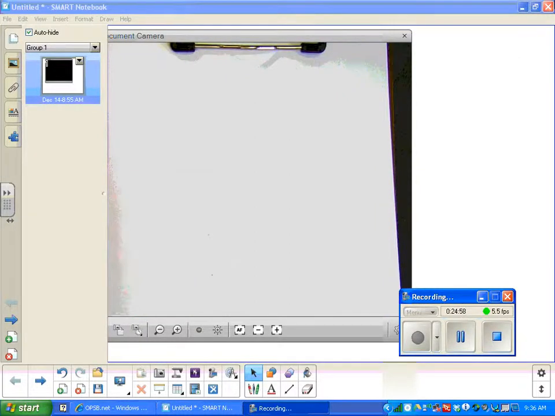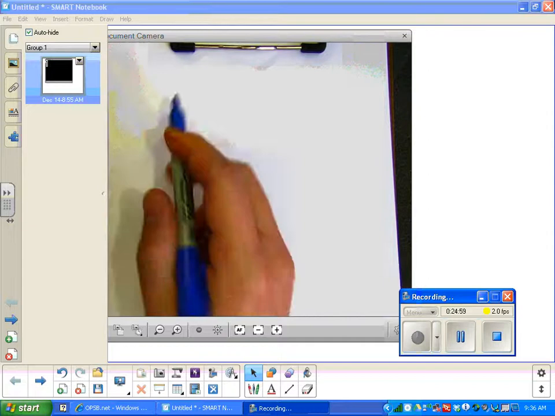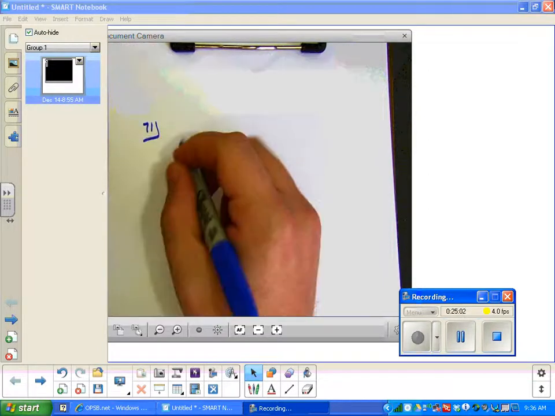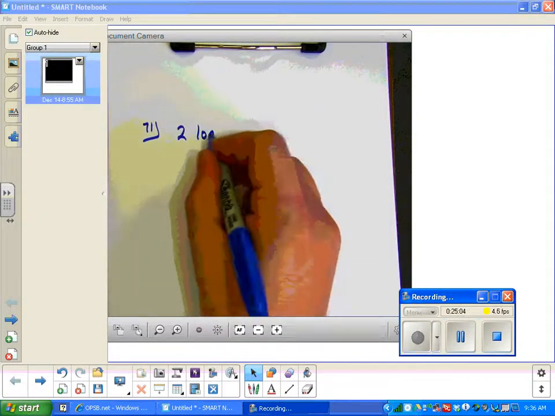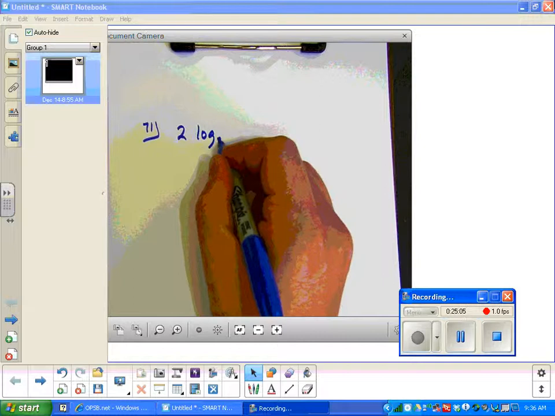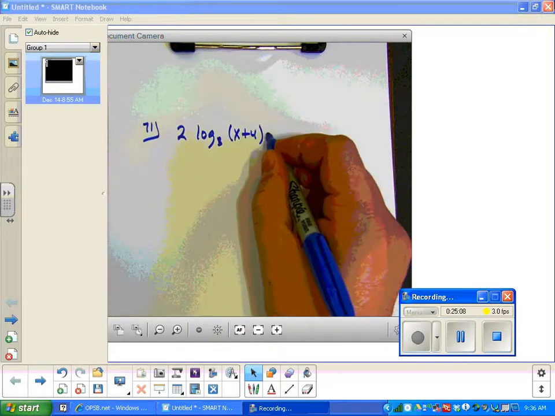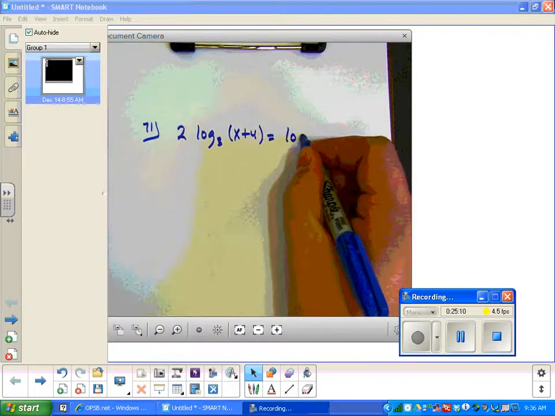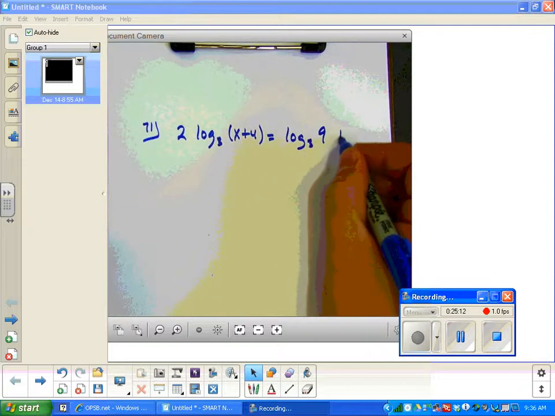Now let's look at 71, and let's see if you can spot something on this one. This one has 2 log base 3 of (x + 4) equals log base 3 of 9 plus 2.